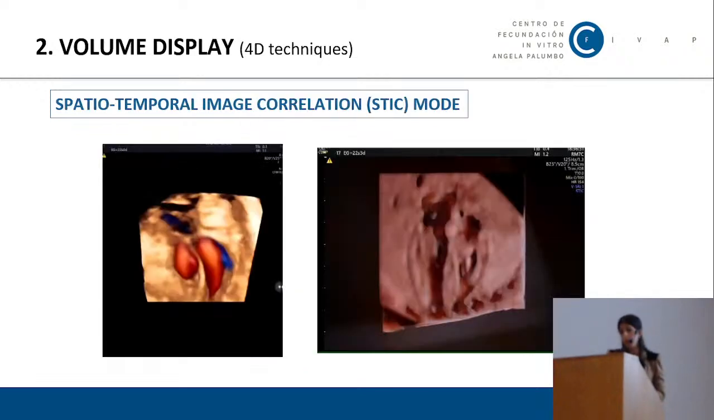Other volume displaying for these 4D techniques is spatiotemporal image correlation, that is known as STIC mode, and it provides the operator with a reconstructed cycle of the beating heart. And there is also a possibility of combining STIC with color Doppler as well, with a detailed view of the cardiac blood flow.